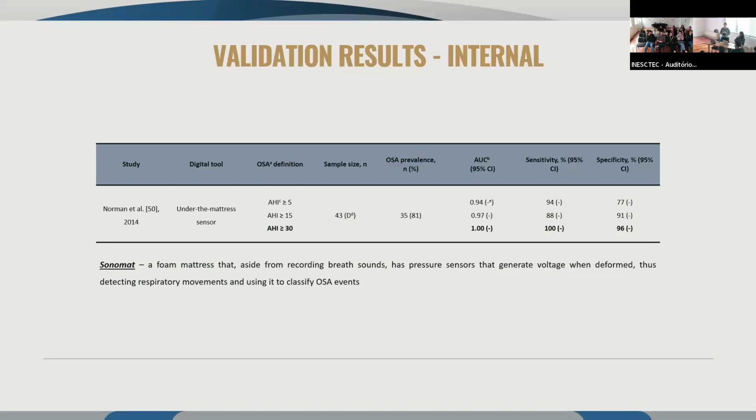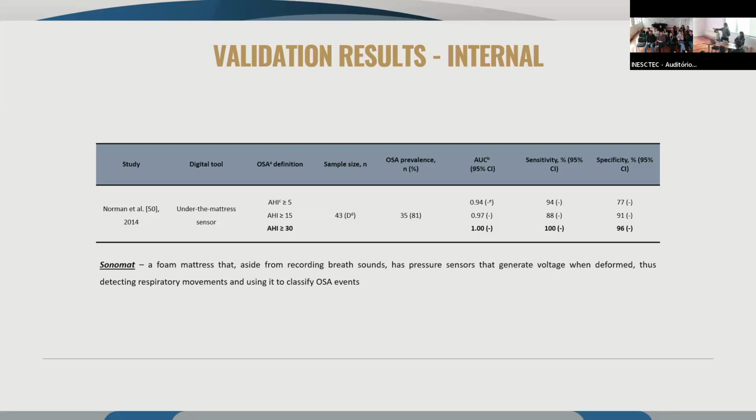Regarding that, we also wanted to see which studies were done with only internal validation and which were done with external validation. I also will show you here this one. Regarding the best study for internal validation, it was one from 2014 by Norman. This was under the METS sensor. It reached 100% AUC, 100% sensitivity, and 96% specificity for the higher level of the disease, that is higher than 30 events per hour.